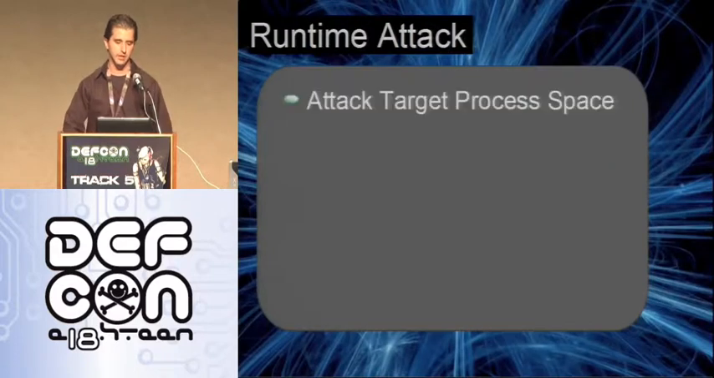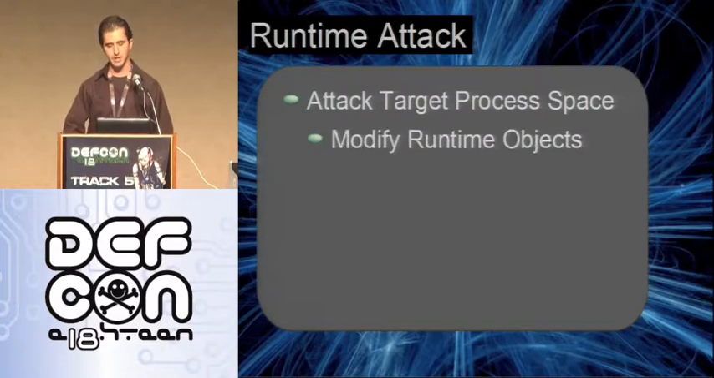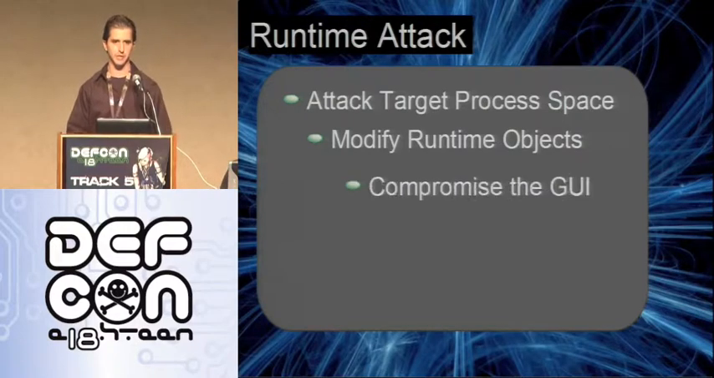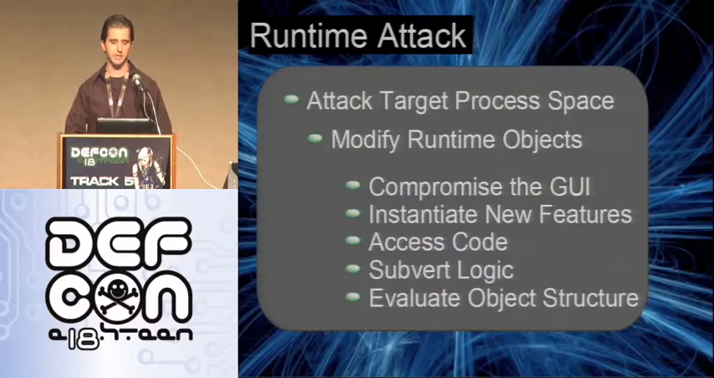So the runtime attack. It's going to go after the process space itself. This is your application. You can put more than one application in a process space. We're going to modify the runtime objects of a process to carry out this attack. We're going to be editing the underlying structure of an application, the structure itself, not the code base. This will allow us to compromise the GUI, instantiate new features, access the code base, subvert logic, and evaluate the object structure. Evaluating the object structure is more for reconnaissance.